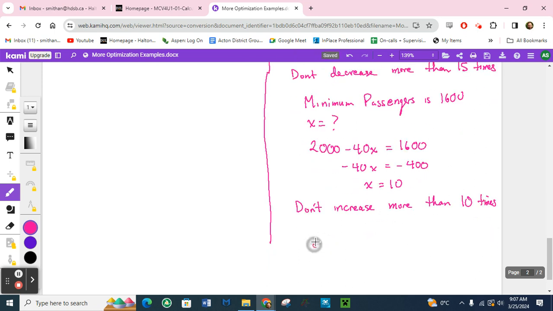So in conclusion, we've got our domain for the function. I'll use this notation just to mix it up. So what can x be? Well, x has to be between minus 15 and 10. We can't decrease the price more than 15 times. We can't increase it more than 10. So our best value for x that gives us the max revenue is somewhere in there.